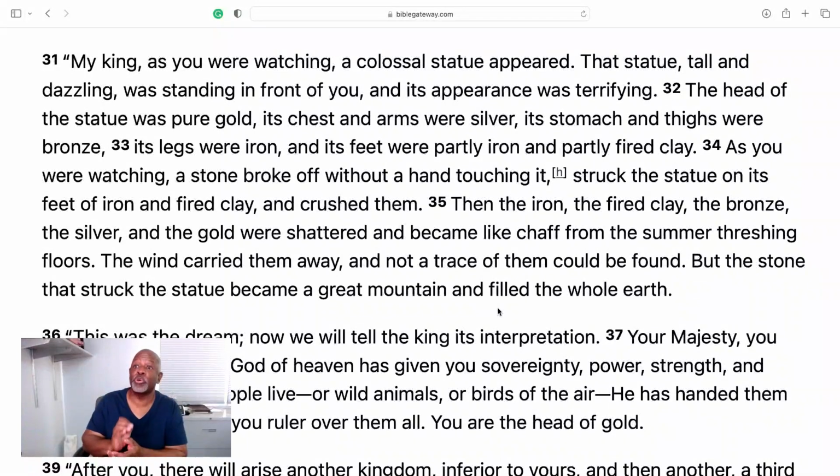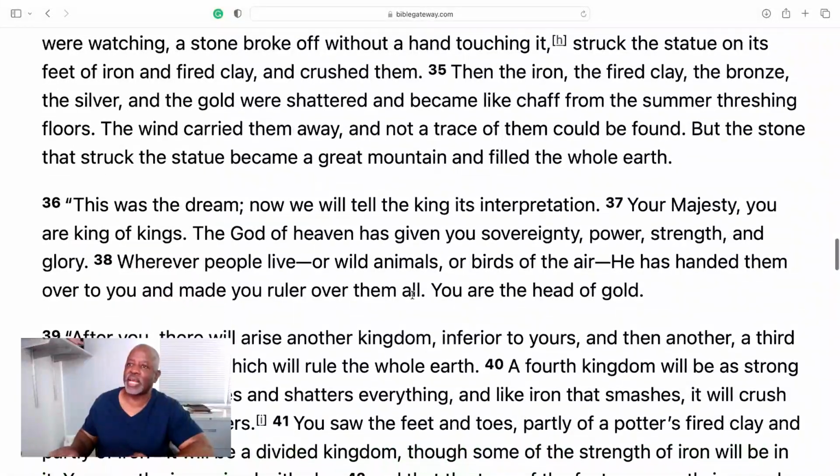The head of the statue was pure gold. Its chest and its arms were silver. Its stomach and thighs were bronze. Its legs were iron, and its feet were partly iron and partly fire clay. As you were watching, a stone broke off without a hand touching it, struck the statue on its feet of iron and fire clay, and crushed them. Then the iron, the fire clay, the bronze, the silver, and the gold were shattered and became like chaff from the summer threshing floor. The wind carried them away. Not a trace of them could be found. But the stone struck the statue, became a great mountain, and filled the whole earth.